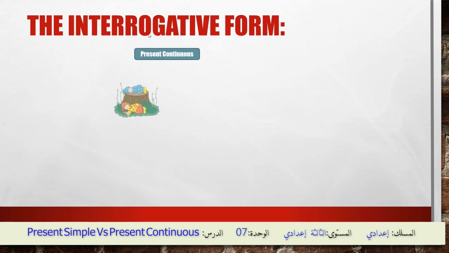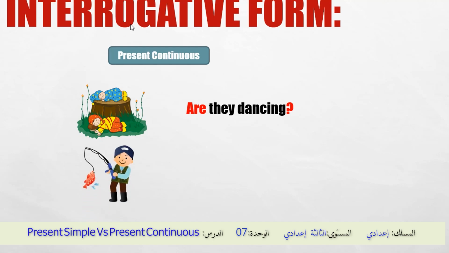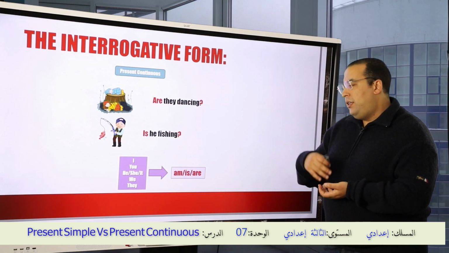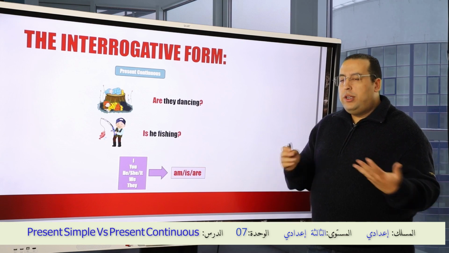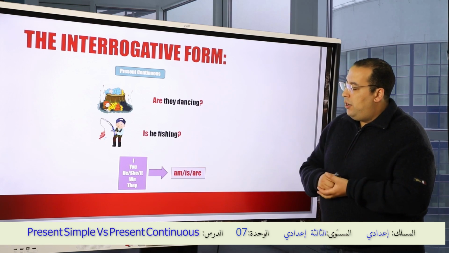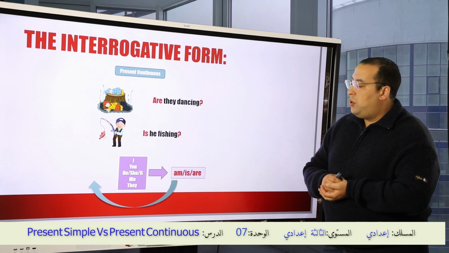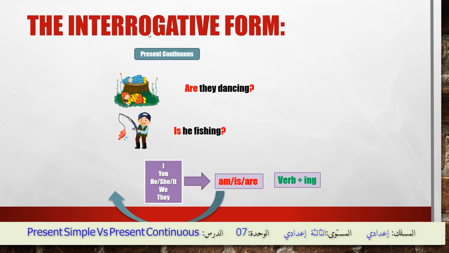Now the present continuous. As you can see, they are sleeping. We ask them the question, are they dancing? Of course not. And take a look at this picture. Yes. Is he fishing? So what do you notice? It's unlike the present simple. Now the present continuous is different. I, you, he, she, it, we, you, they, which means all the subjects go with is or are, only they are inverted, okay? That's why is and are come before the person, and then the verb, of course, plus ing. And then we write a question mark.